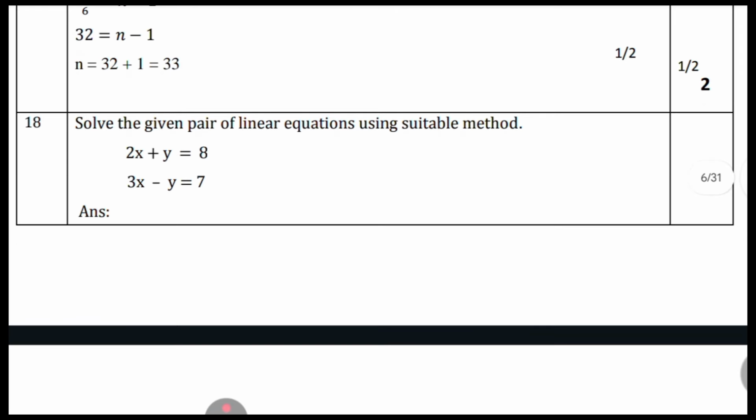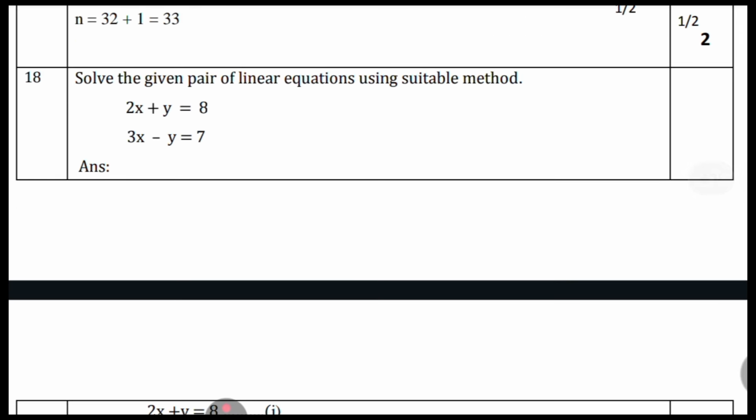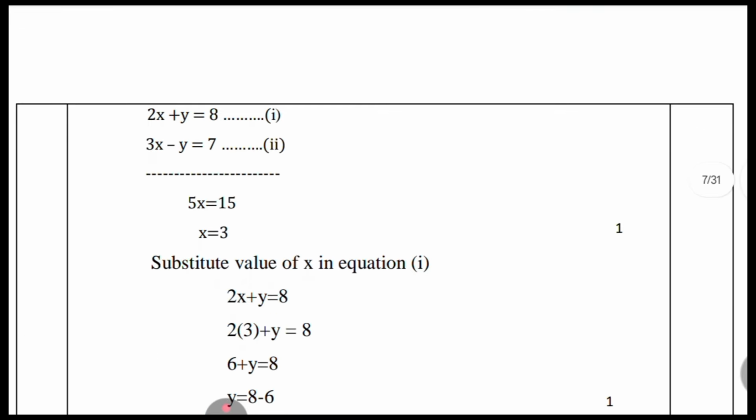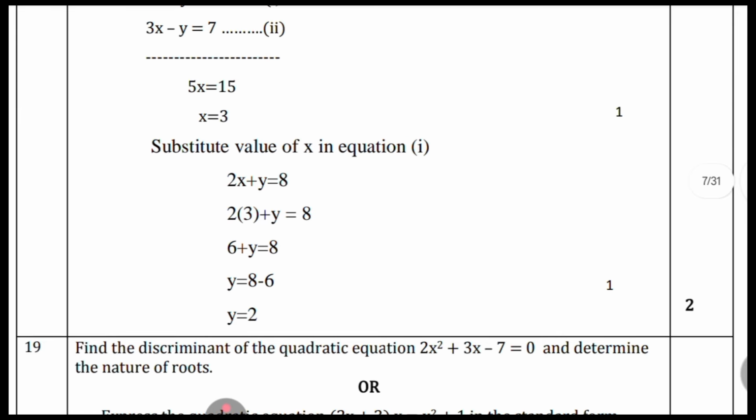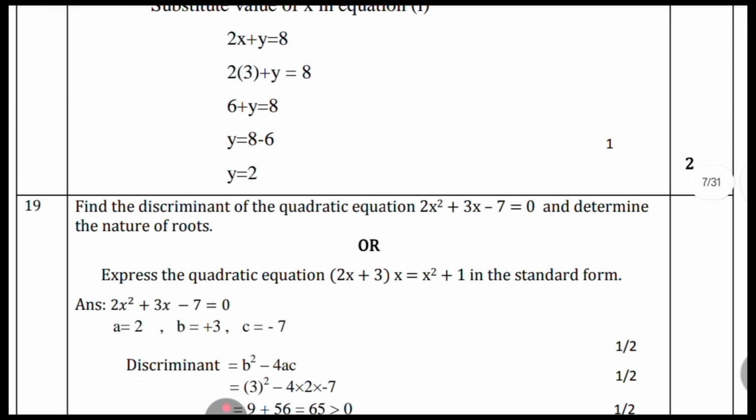So coming to the 18th question, solve the given pair of linear equations using a suitable method. Suitable method means you can use any of the methods: elimination, substitution or cross multiplication. So here they have used the elimination method. So you also use the elimination method to find x and y values.